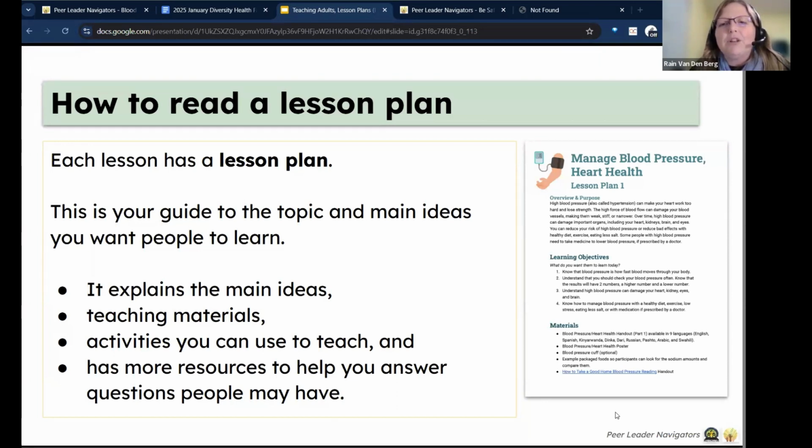You can see the picture on the right. This is for the blood pressure lesson, and there is an overview, just the big picture: what are you talking about? And then it goes into the learning objectives. What do you want your students to learn today? And the materials that you should have with you to be able to teach these things.